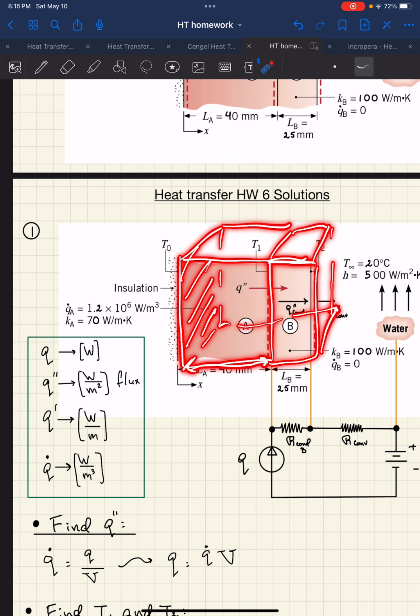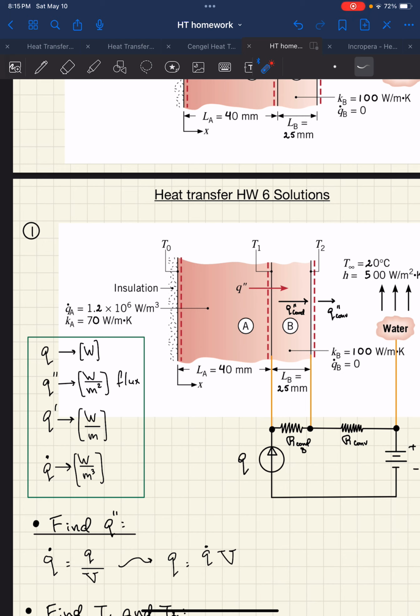Because when you're doing the volume for Q dot, it has to be the volume of the material that is generating heat. So I'm specifically focusing on material A. So it's going to be this cross-sectional area times this length. That's your volume. Now, that would be great, but they don't give you the cross-sectional area. They do give you this length, which is fine, but they don't give you the cross-sectional area. So you can't really find Q.